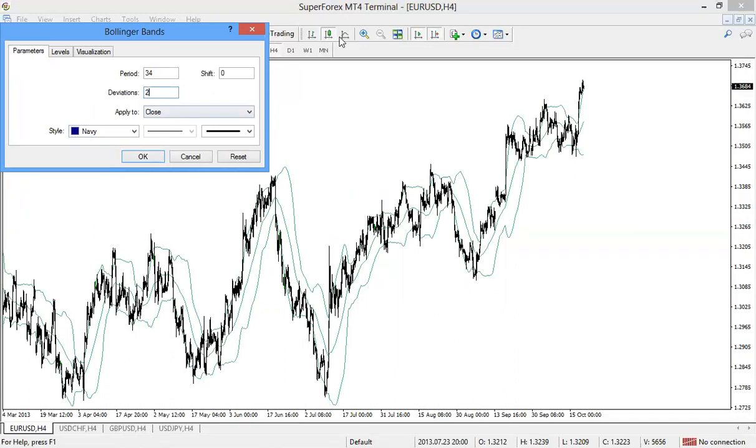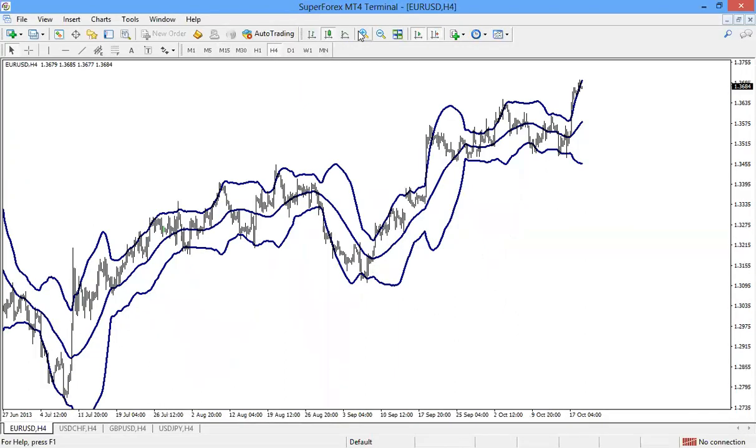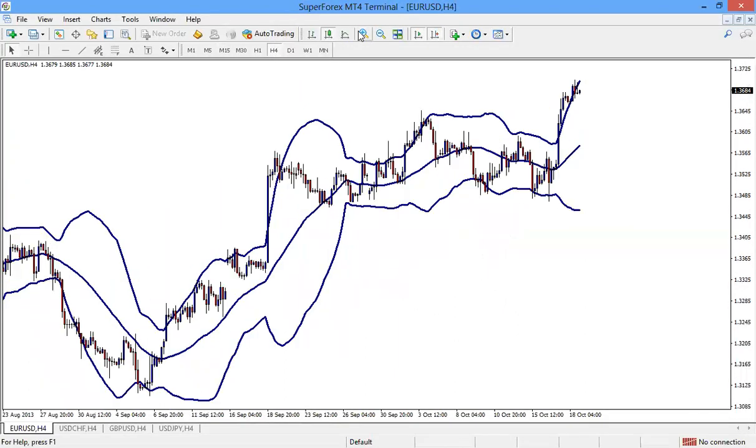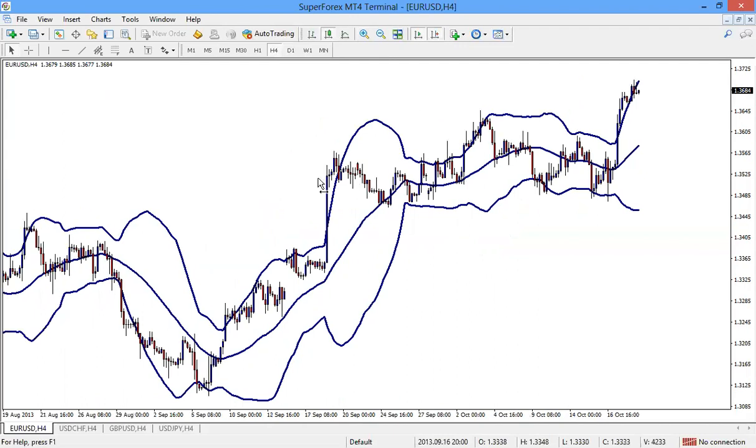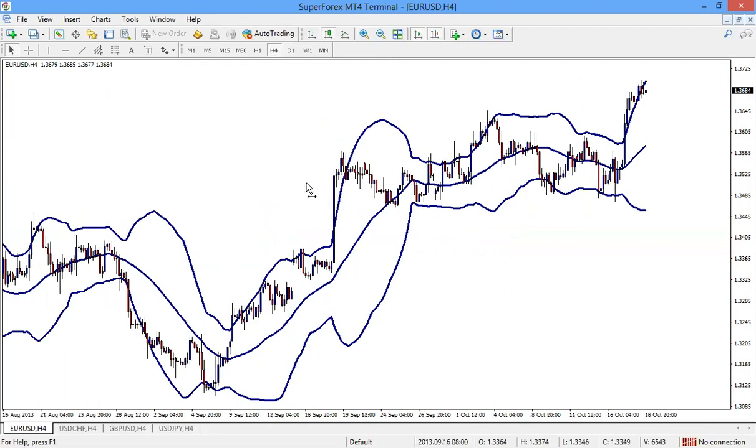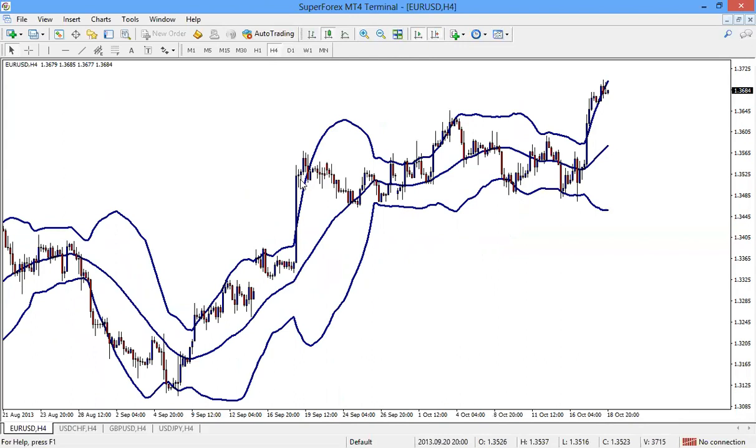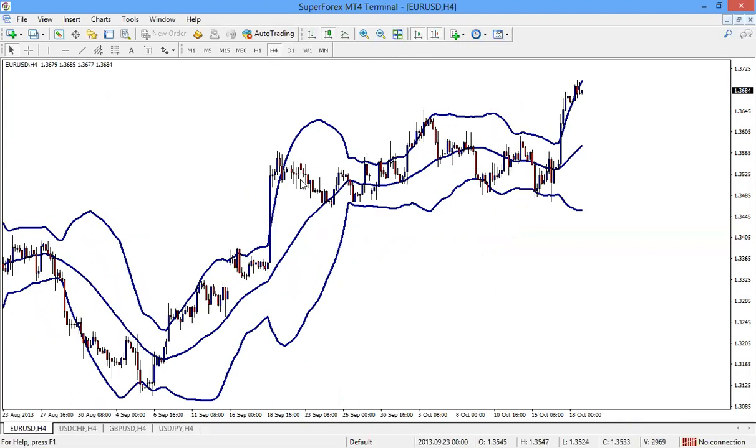Market volatility plays a vital role in the direction of the market. These bands are widely respected worldwide. They are used by most traders. One thing about them is that they tell you the direction of the market. They also tell you if the market is exhausted.